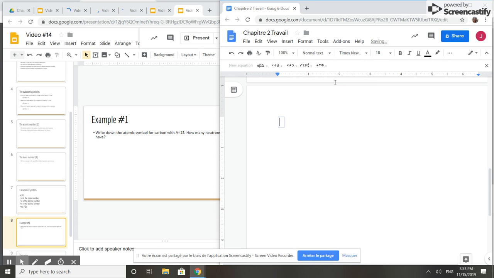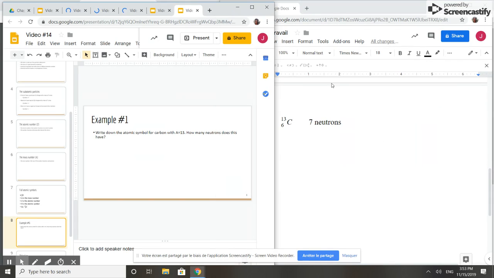Okay, so carbon always has 6 protons. I know that's from the periodic table. This is saying that the mass number is 13, so we're just going to put 13 for the mass number, and the symbol is C. So this has to have 7 neutrons because 6 plus X is equal to 13.